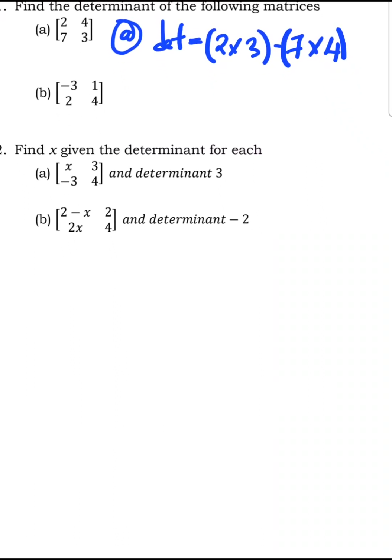So the answer which we are going to find here is 6 minus 28. So the determinant of the first matrix is just negative 22. That's all, and you are done. Can this be difficult? I doubt. I also doubt.